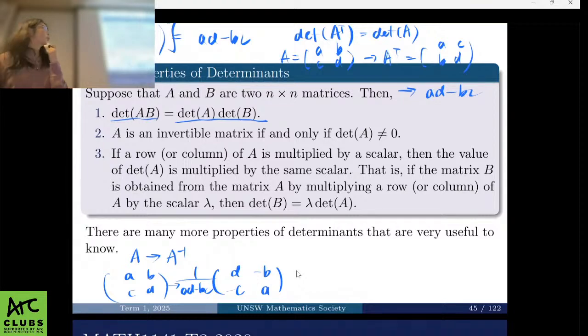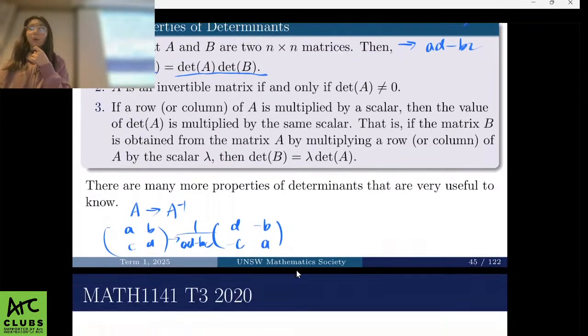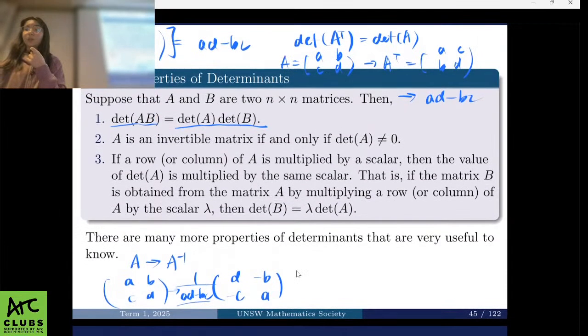So to go from a 2x2 matrix to its inverse, we would be multiplying by 1 over its determinant in the front of that new matrix, in which case, if this becomes 0, then this is kind of meaningless, right? It's null. So we cannot have that.